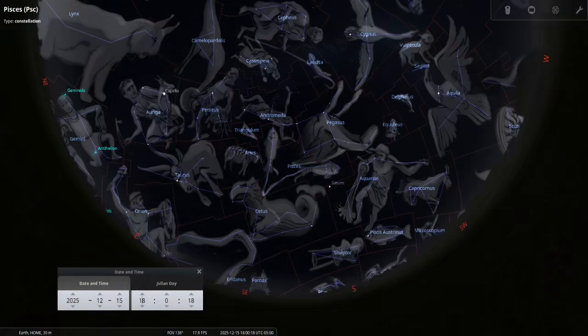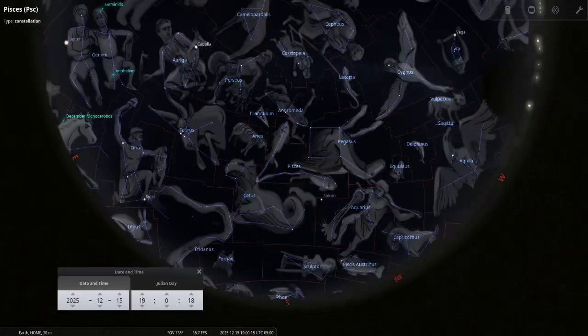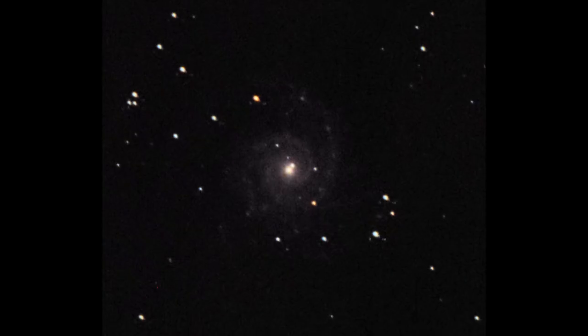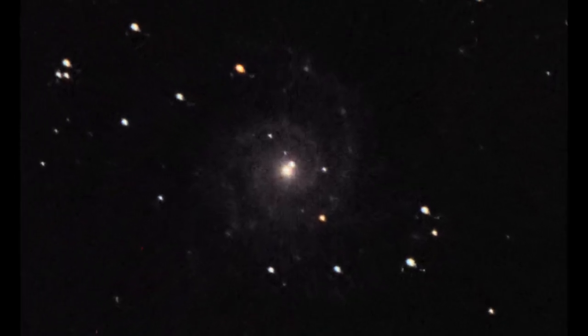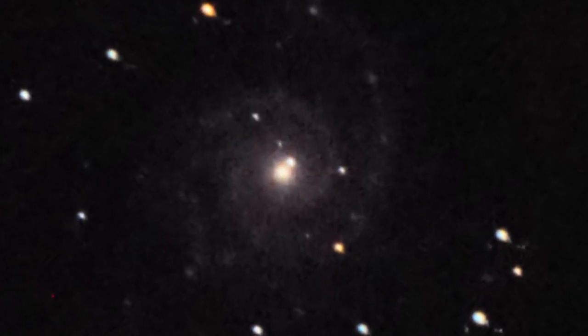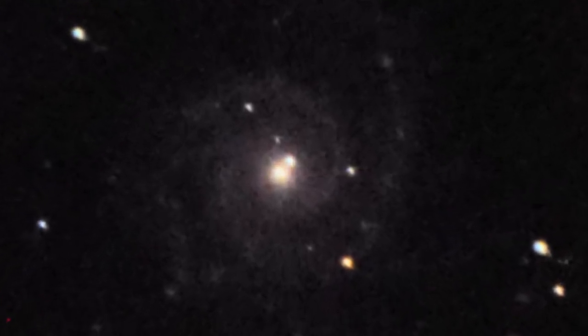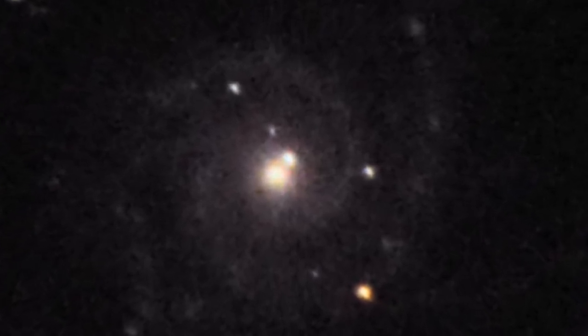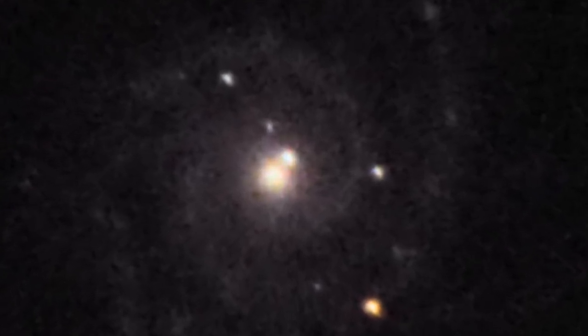Pisces the Fish is our constellation of the month. You will find it riding high in the southern sky after sunset. Contained within it is Messier 74, the Phantom Galaxy. M74 shines at magnitude 9.4 and covers an area of 10.5 by 9.5 minutes of arc. It was discovered by Pierre Méchain in September of 1780.